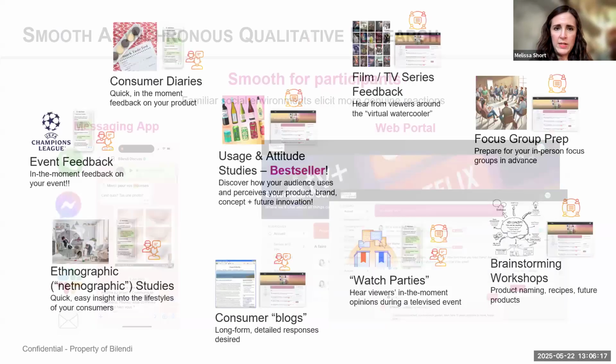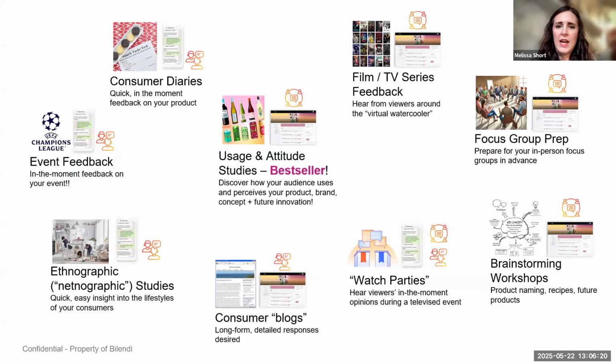So I think we can go on and have a look at some of the different study types that are commonly run on Bilendi Discuss. Our bestseller, that usage and attitude study, kind of in the middle there, often run on the web portal. That is for that collaboration to be able to not just keep in the individual bubble, but to be able to know what the collaborative thought around an issue or a topic, a product, any of those things might be. And we also then can do focus group prep, brainstorming workshops are great. We have a lot of naming studies, that kind of thing that are done on Bilendi Discuss. Those are all on that collaborative web portal side.